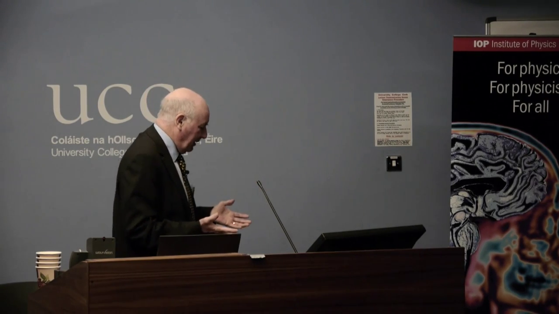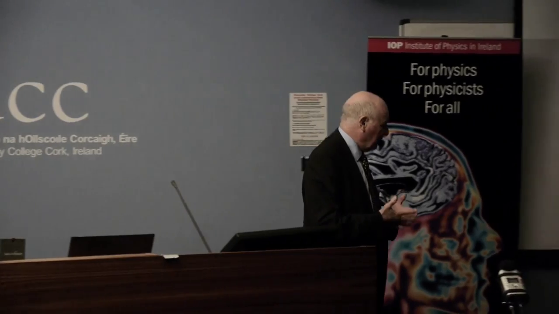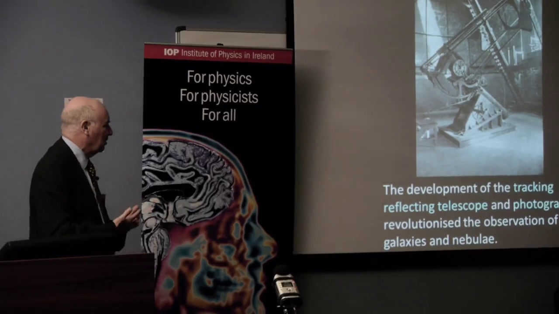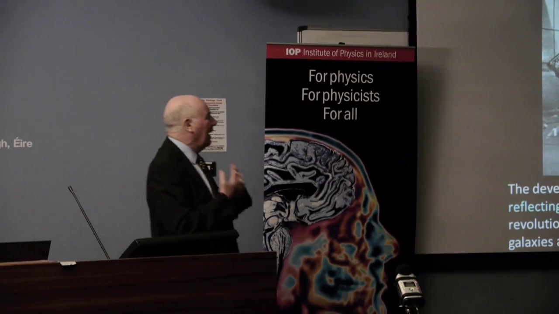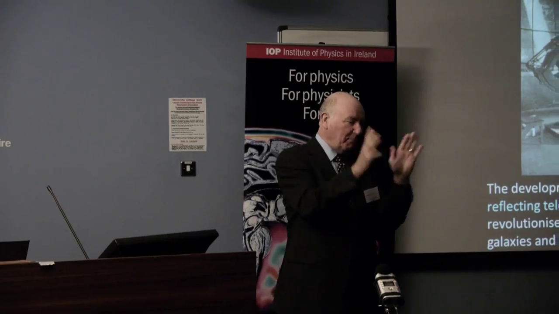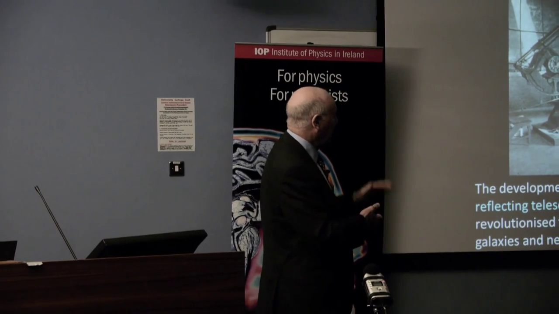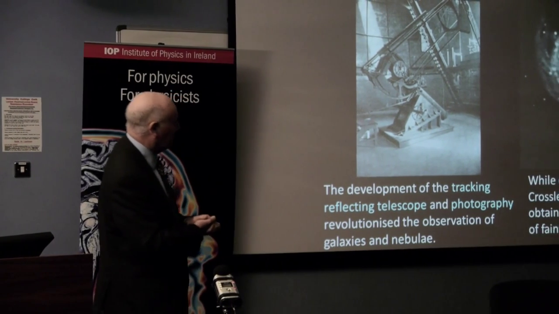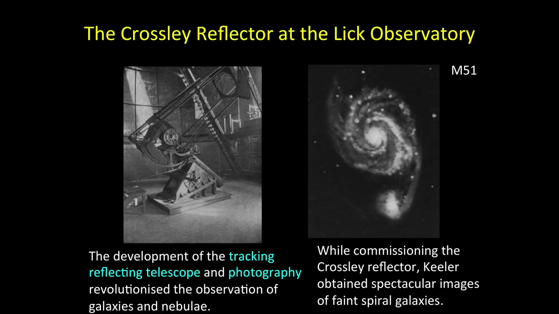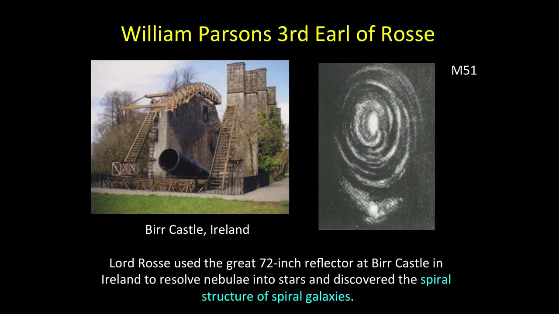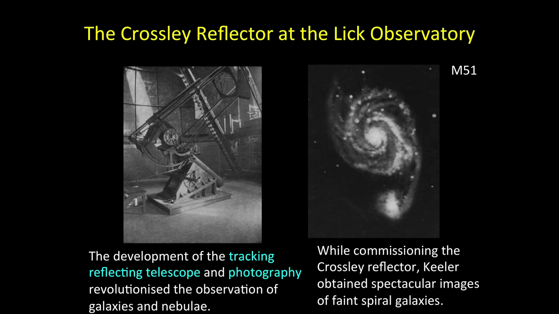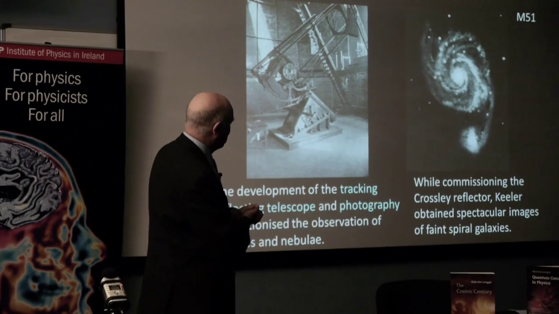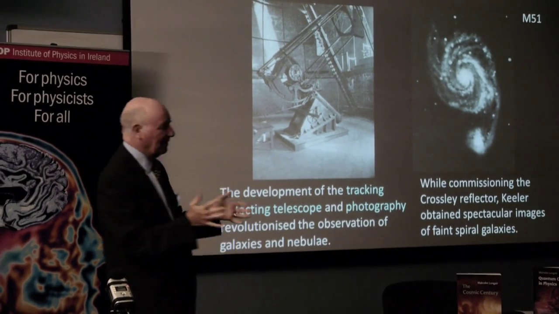Now, the great development in the mid-19th century was the ability to build larger telescopes, in particular the development of the reflecting telescope, which required much higher precision technology to track points on the sky. With that, Keeler, for example, when he was commissioning the Crossley reflector, obtained the same picture of M31. The previous picture was Rosse's picture. Rosse did pretty well in getting it right. But the picture by Crossley showed the spiral structure that we know, and also obtained many spectacular images of fainter spiral galaxies.